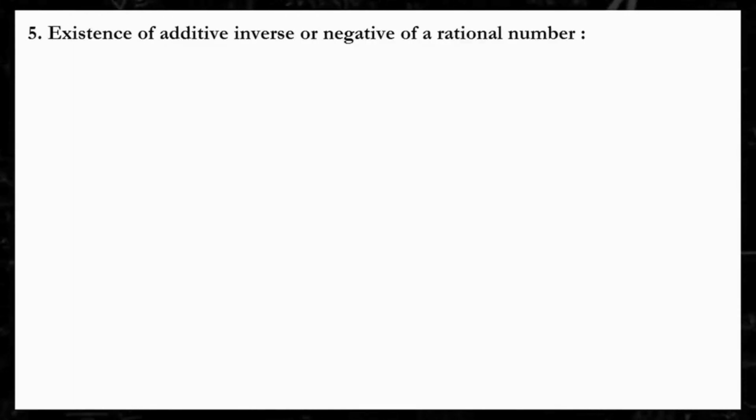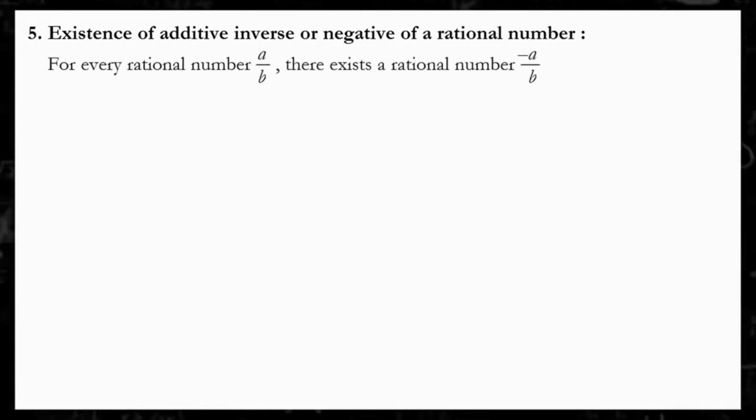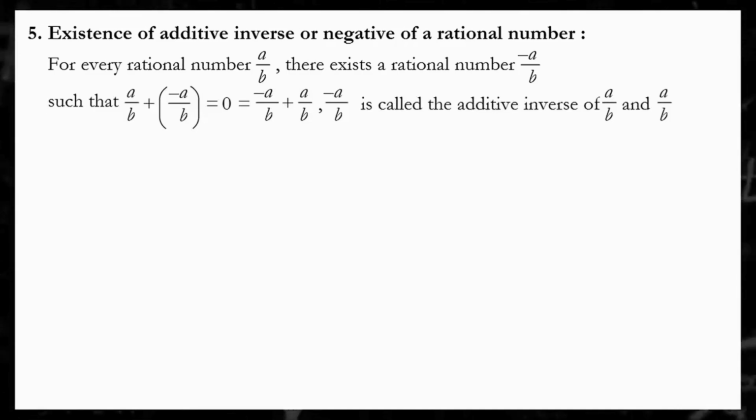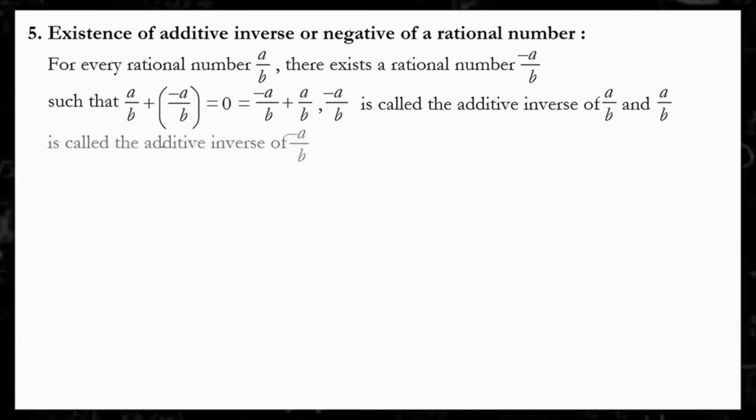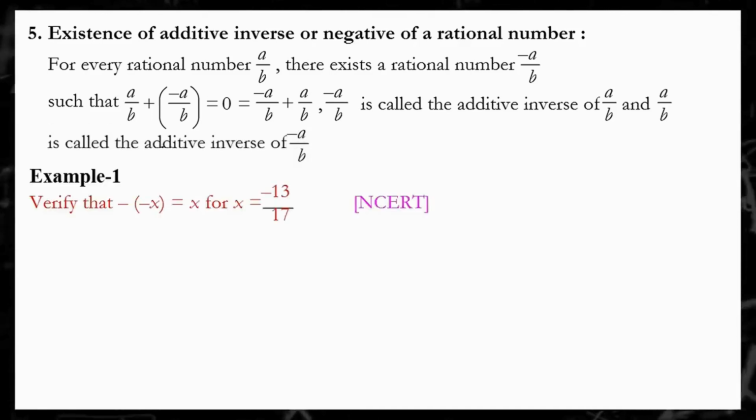5. Existence of additive inverse or negative of a rational number. For every rational number a by b, there exists a rational number minus a by b, such that a by b plus minus a by b is equal to 0, which is equal to minus a by b plus a by b. Minus a by b is called the additive inverse of a by b, and a by b is called the additive inverse of minus a by b.